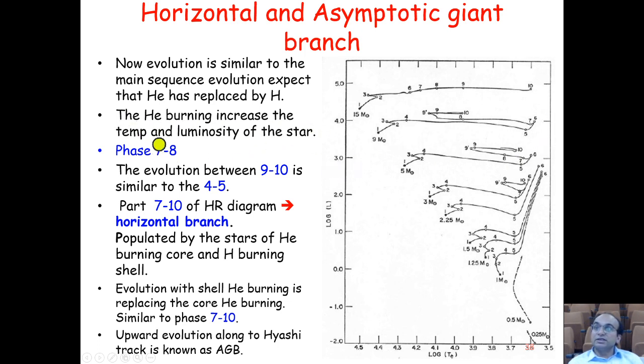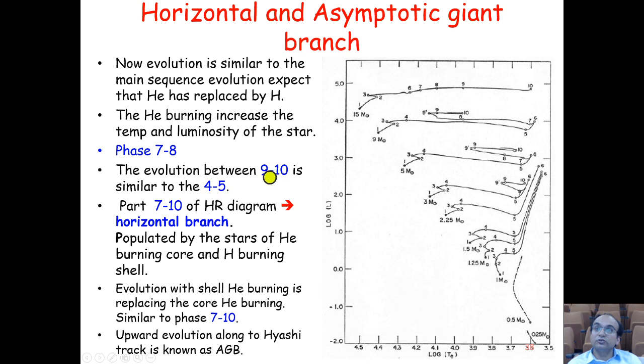The helium burning increases the temperature and the luminosity of the star. That increases the temperature as well as the luminosity, and that becomes phase 7 to 8, both slightly increasing the temperature and hence the luminosity. Okay, because the helium burning will produce more temperature, more heat, that is phase 7 to 8.